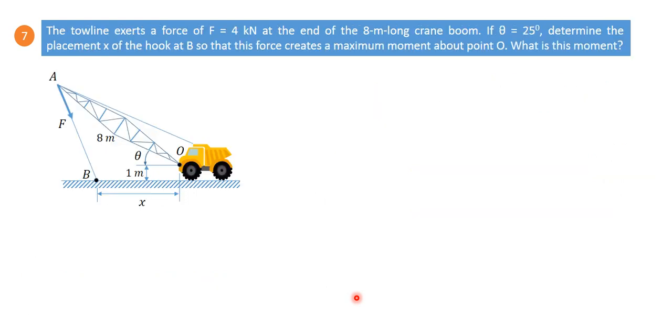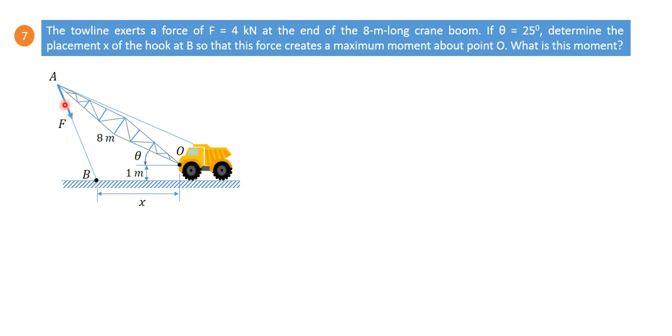So let us move to another problem where it is given that a force F is acting through point A along AB, and OA, that is the length of the crane boom, is given as 8 meter. This angle theta is given as 25 degree. We have to find where to place x, meaning B is in our hand. We may shift B so that the force creates maximum moment about point O. And what is this moment?